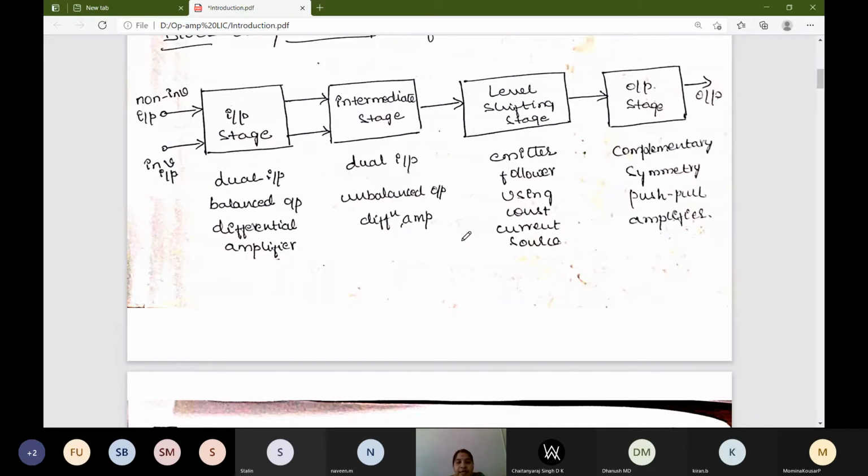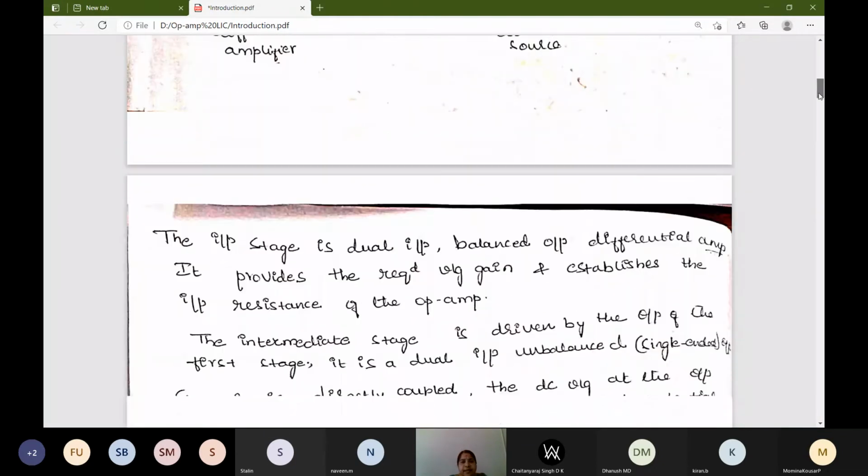So all this put together, an op-amp will be made. An op-amp will be manufactured. That is an integrated circuit consisting of many transistors. The integrated circuit will be manufactured, and this will be used for different operations. So you have to explain each and every stage of the op-amp correctly.